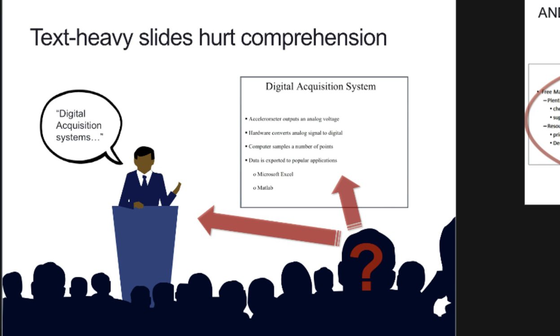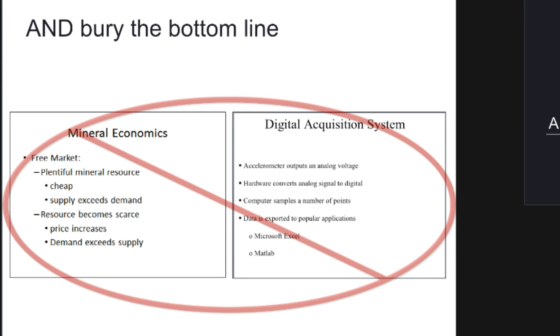The implication is that text-heavy slides hurt comprehension. Plain and simple. If you are talking, and if you're talking quickly, which most people do when they're feeling a little bit nervous in a presentation, and if you have a text-heavy slide, that is putting your audience under cognitive overload, and it is burdening them. In addition, text-heavy slides bury the bottom line. The single main idea that you want your slide to have is very hard to find and forces your audience to do a lot of work.